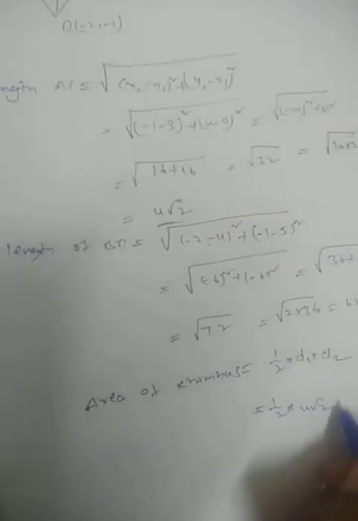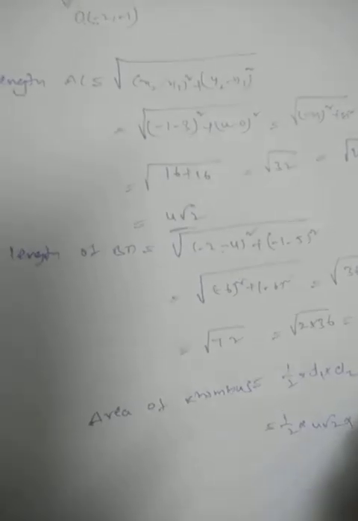So the area of the rhombus is what? Area of rhombus is half into d1 into d2. d1 means one diagonal, d2 is the other diagonal. So half into what is d1? One diagonal, 4 root 2. What is the other diagonal? 6 root 2.